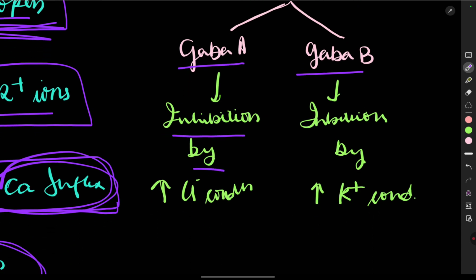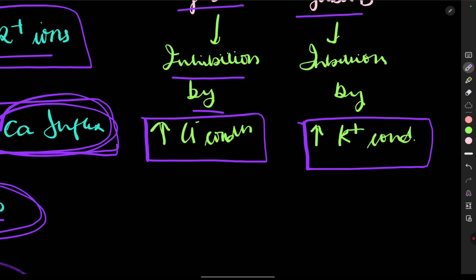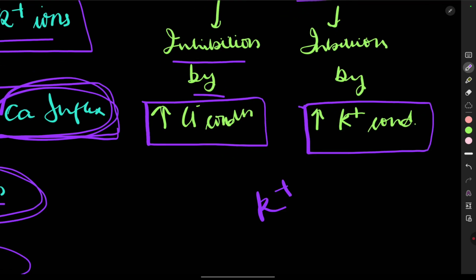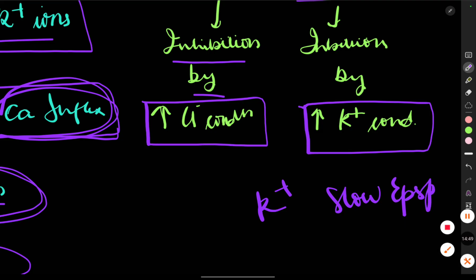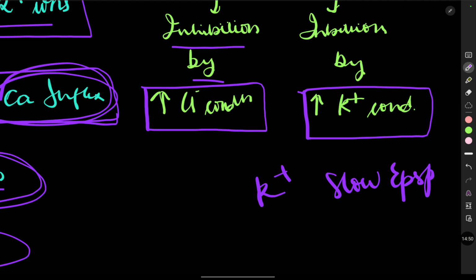So inhibition by increased conduction of the chloride ions. The GABA B does inhibition by the increase in the potassium conduction. I told you, whenever potassium conduction occurs, there will be a slow EPSP. I have already discussed this in the previous video, please go check that video out. And increased calcium conduction also leads to slow EPSP or total inhibition.